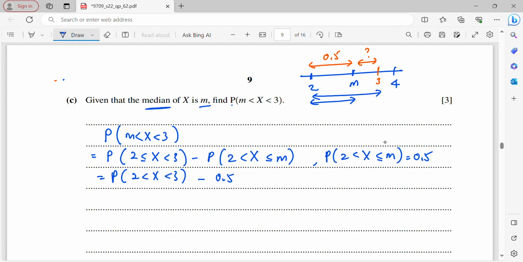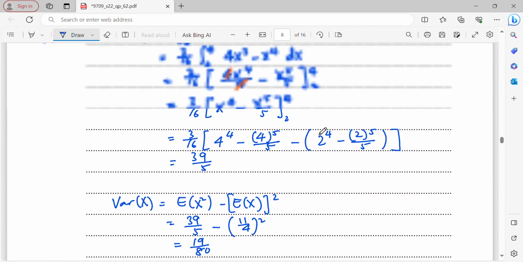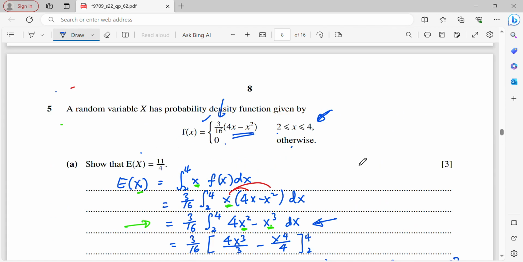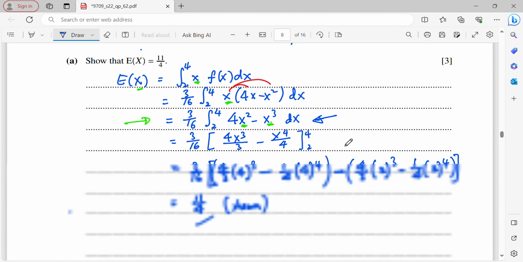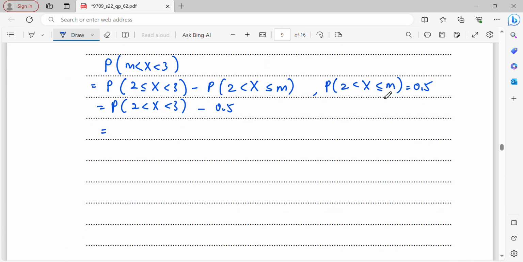Right, so for the first one, I can just integrate the function directly. So for any probability, you just integrate the function. Alright, so I will start with 2, then after that until 3. So now it will be 3 over 16. I always factorize the constant. 2 to 3, then 4x minus x squared. This is the function. After that, you minus 0.5.